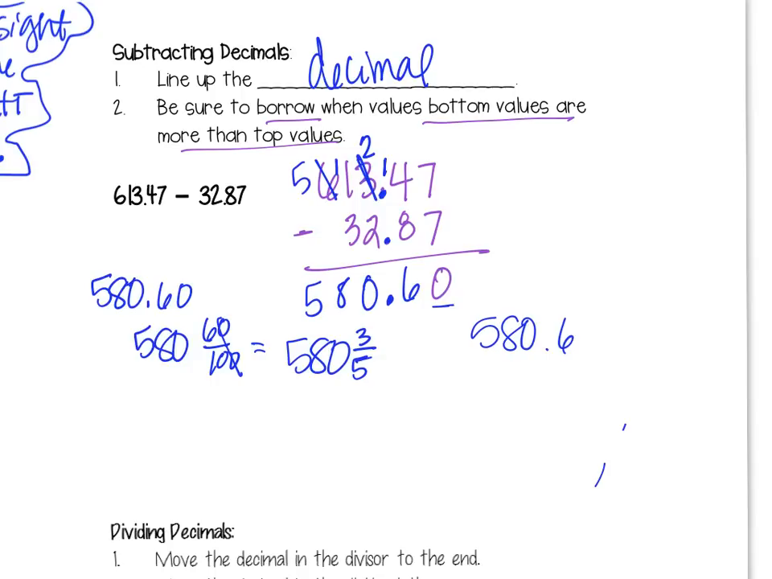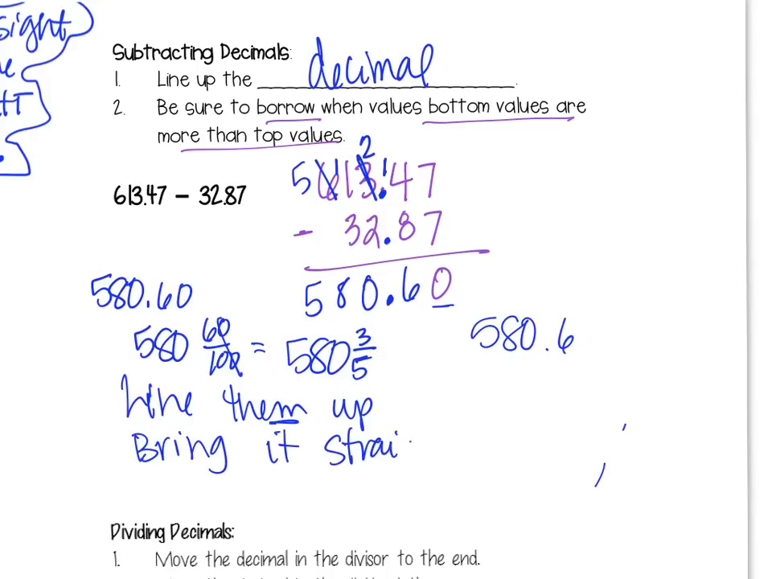Okay, so once again, line them up. When I'm saying them, I'm talking about decimals. Line up the decimals, then bring it straight down. Nobody should miss that. That's easy. If you get confused, think about money.